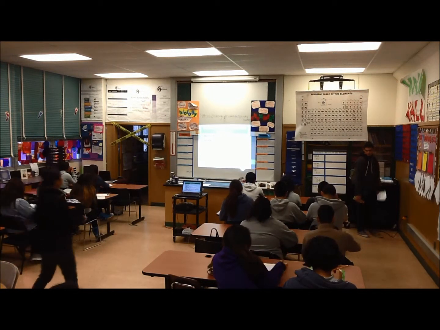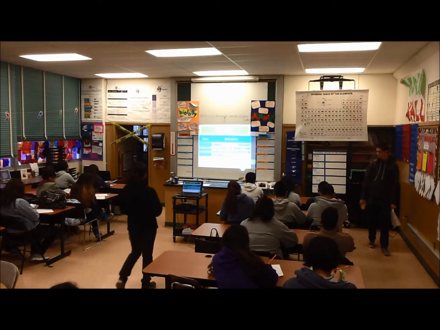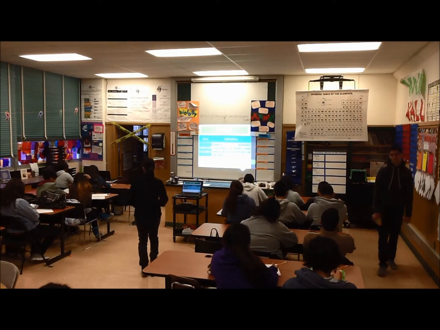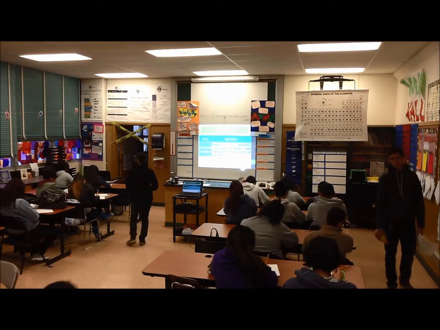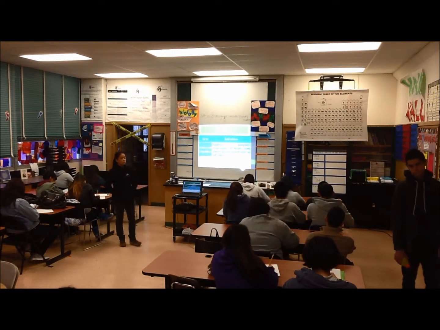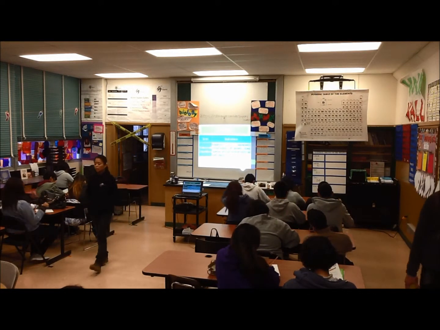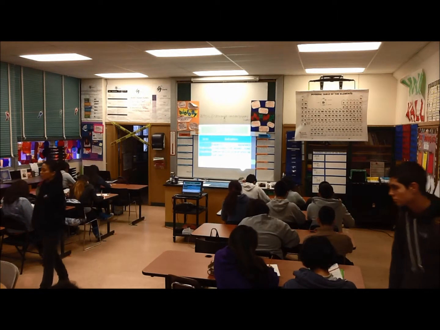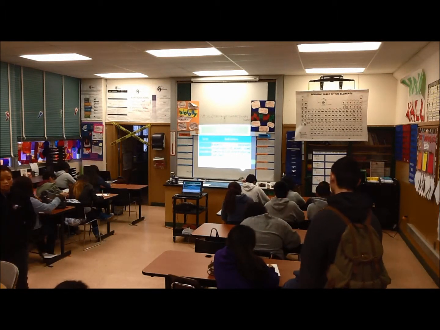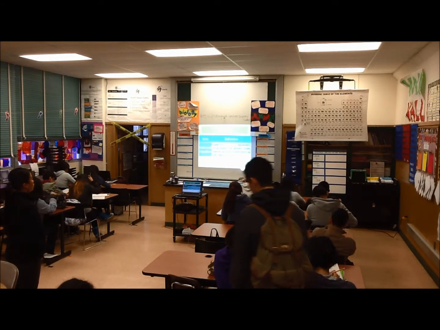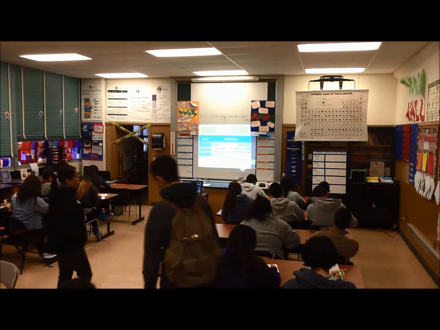At the very bottom of your first page, you should have your key term for a balanced equation. Today we're going to be practicing how to determine whether an equation is balanced or not. And when we have a balanced equation, that means we have the same number of atoms for each type of element on both sides of the equation.